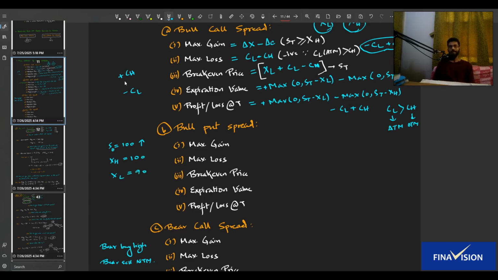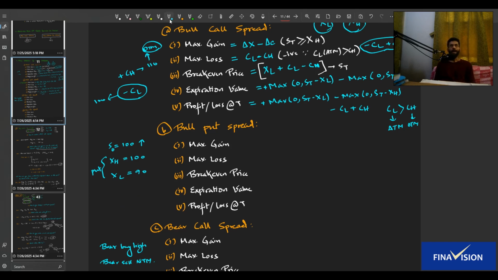In the previous case, the lower strike was at the money. CL was at 100. CH was out of money, right? This was 110. This was out of money. In case of puts, it's the reverse. The process remains the same, but the position values are inversed, right?